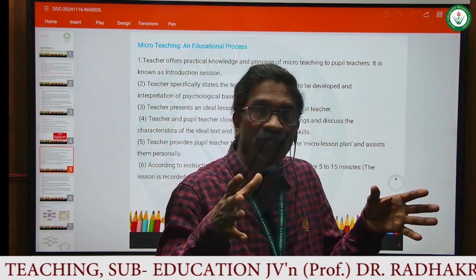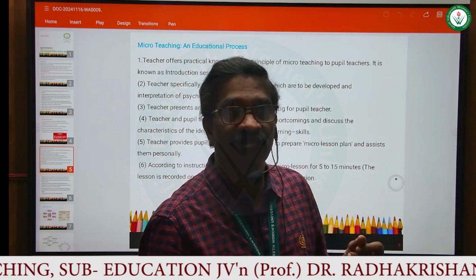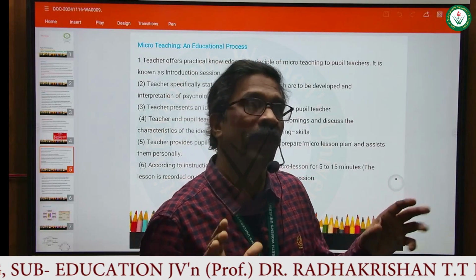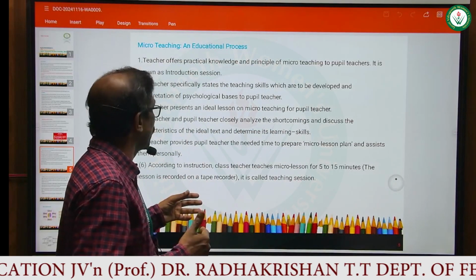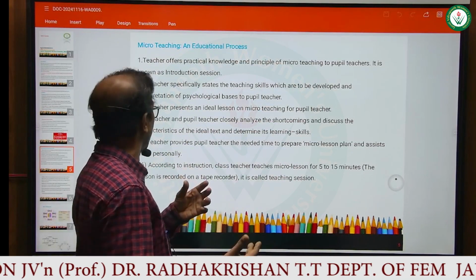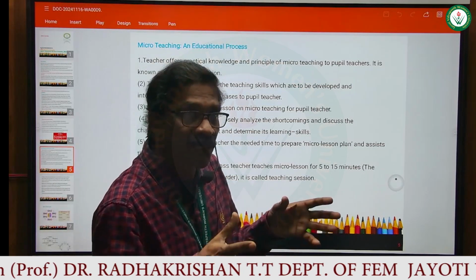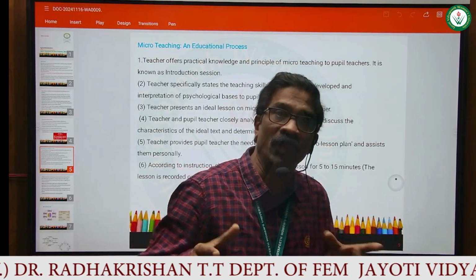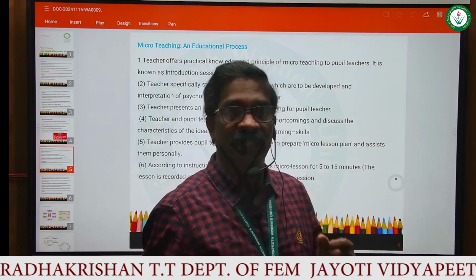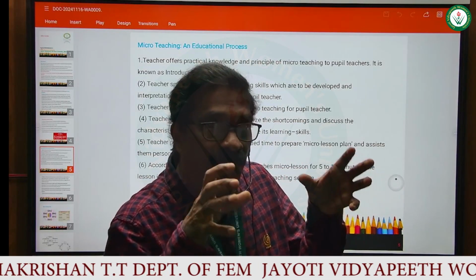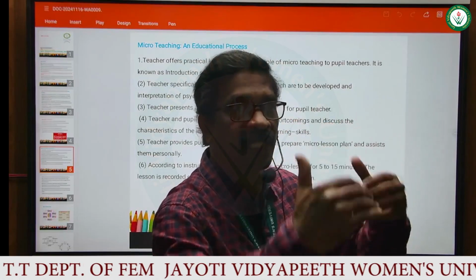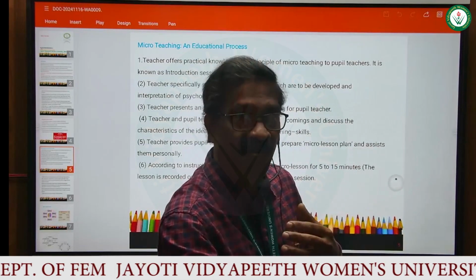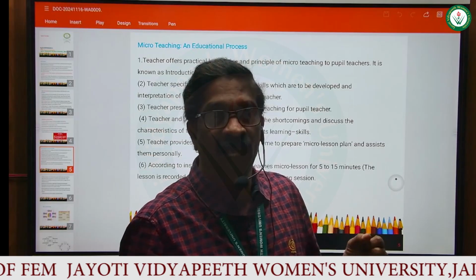They are in a position to improve their teaching competency and efficiency so as to become an effective teacher in future. So the teacher provides the pupil the needed time to prepare the micro lesson and assists them personally. So it gives them a chance to improve their personal efficiency and competency, and to prepare well, how to face the classroom sessions, how to make better interaction, how to motivate my students in an effective manner.